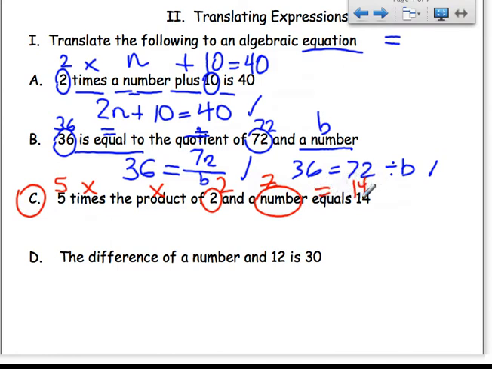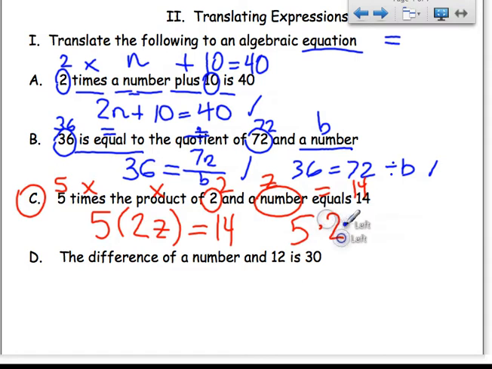So I need to have multiplication in here twice. So it's going to look like 5 times, I'll use parentheses, the product of 2 and a number z, so that's 2 times z, is equal to 14. So that's 5 times 2z equals 14. Another way you could have written this would have just been 5 times 2z equals 14.